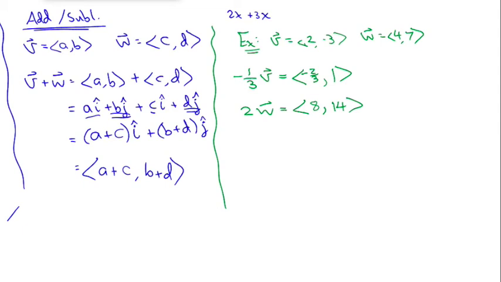What about V plus W? It's going to be 6 and 4. 6 and 4, because you add the first two, and you add the second two.